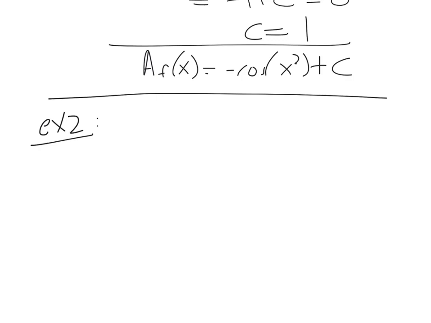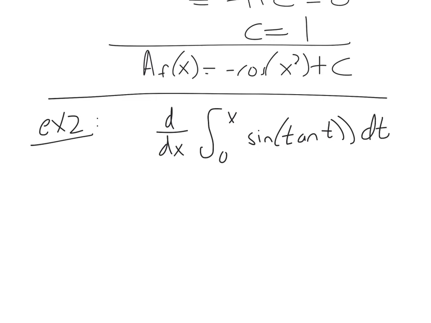In the next example, we're going to make it a little bit simpler. We're not going to find the actual formula, but let's say that I want to find the derivative of the area accumulation function, the integral from 0 to x of sine of the tangent of t dt. So when I see something that looks like this, I think that my little function f is really sine of the tangent, and I want this to be f of x.